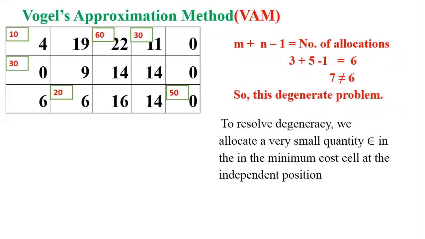What is the difference between degenerate and non-degenerate? Not equal to, which means, see how many allocations are fewer here. We have one allocation less. So we need one more allocation. That new allocation is named epsilon. The epsilon is a very small quantity. It is nearby to 0.